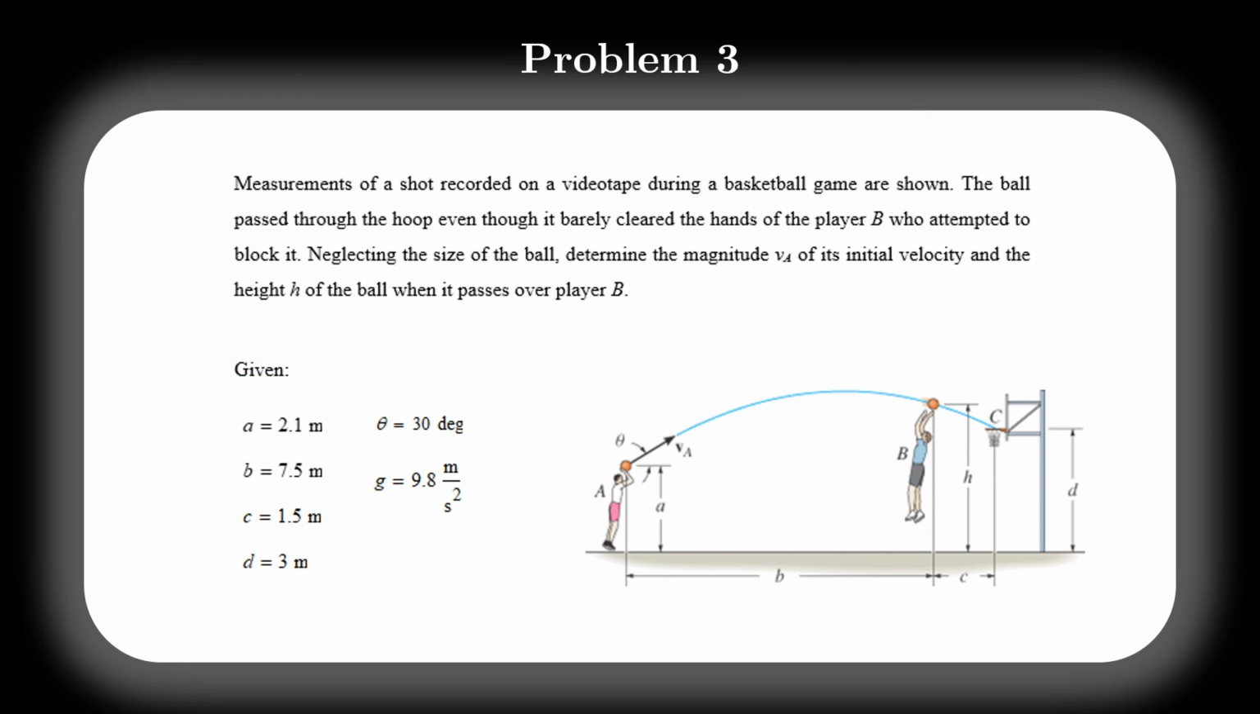Now for the last problem. It states, measurements of a shot recorded on a videotape during a basketball game are shown. The ball passed through the hoop even though it barely cleared the hands of player B, who attempted to block it. Neglecting the size of the ball, determine the magnitude VA of its initial velocity and the height h of the ball when it passes over player B.